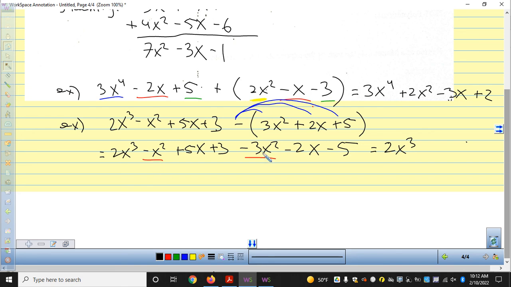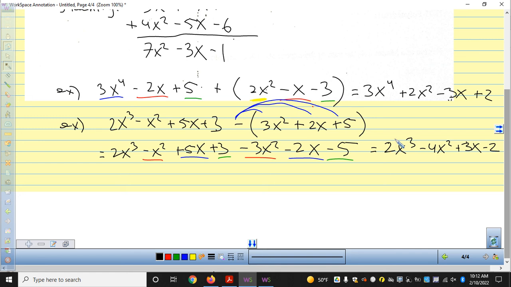I have a negative x squared and a negative 3x squared. So a negative x squared minus 3x squared is minus 4x squared. 5x minus 2x, 5 minus 2 is 3x. And then I have a 3 minus 5, which is negative 2. So if we're going to do the combined like terms method, we distribute the negative and then add everything together.